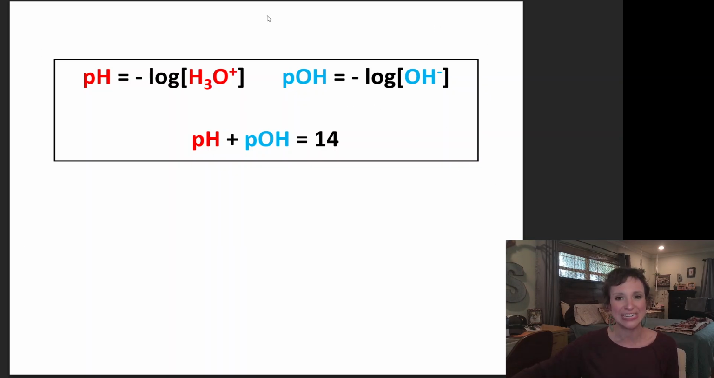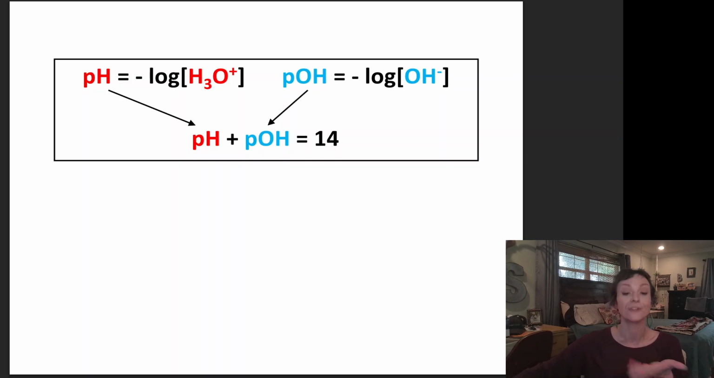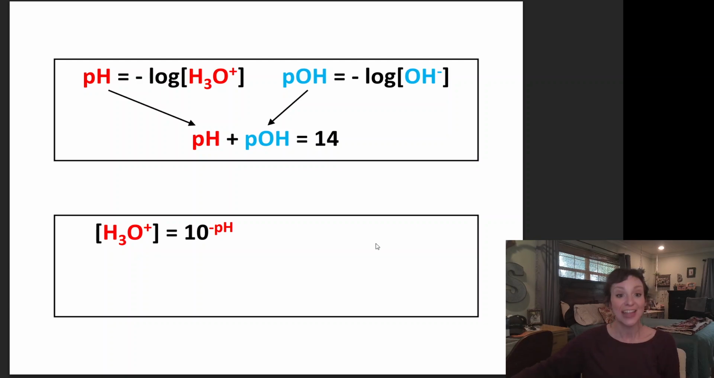I have a lot of opportunities here to solve for different things depending on what given information is provided. I also have the ability, if I give you a p-value, like if I say the pH is 5, to ask you to solve for the concentration of these ions. If I wanted you to solve for the concentration of the acidic ion, you just take 10 raised to the negative pH. Similarly, if I want you to solve for the concentration of the basic ion, it would be 10 raised to the negative pOH.